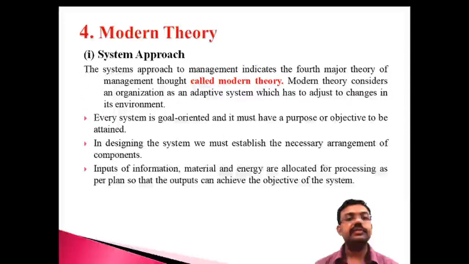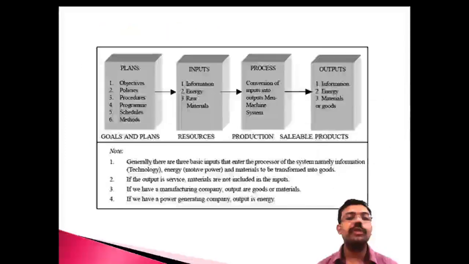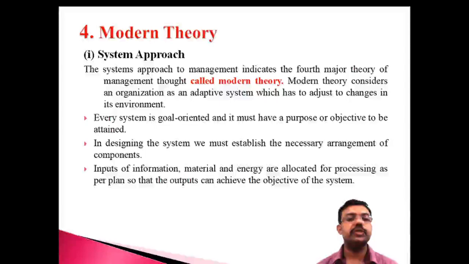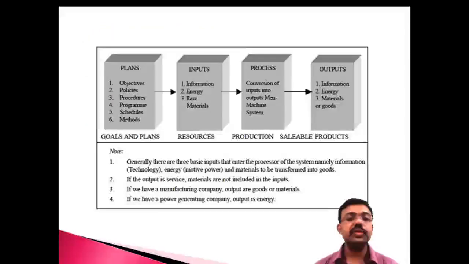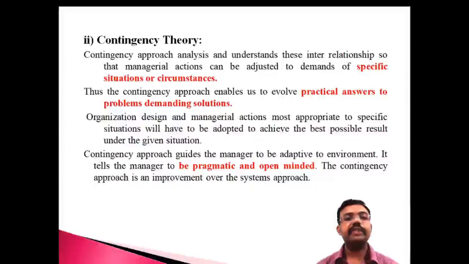And the fourth stage is modern theory, with two important approaches: the system approach and the contingency approach. In the system approach, there is an input-output combination. You have the input, you have the process, and the output. That's part of the system approach. That means goals and plans, resources, production, and a saleable product. And in the contingency approach, the manager acts according to the situation. That means a pragmatic approach is essential for the organization.